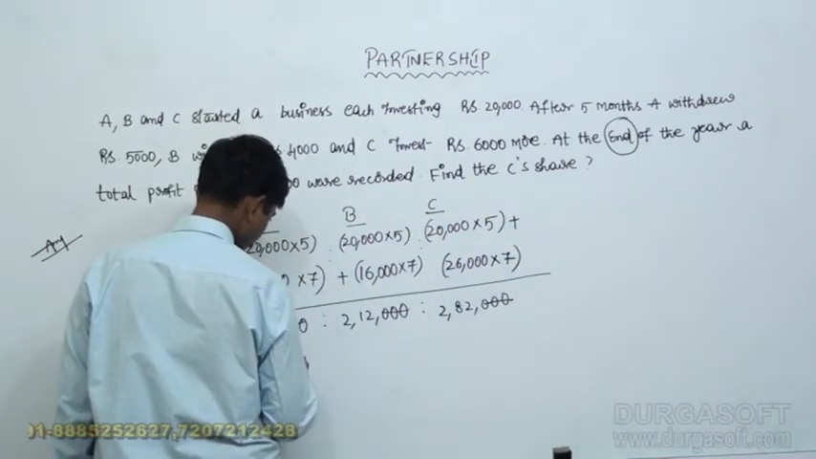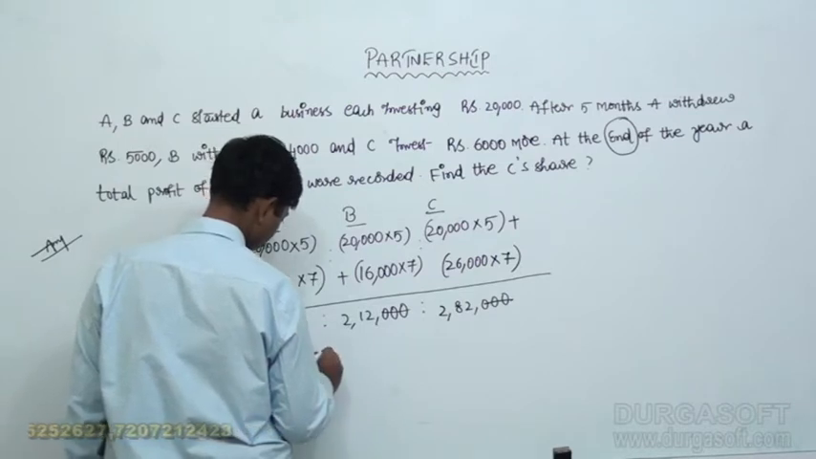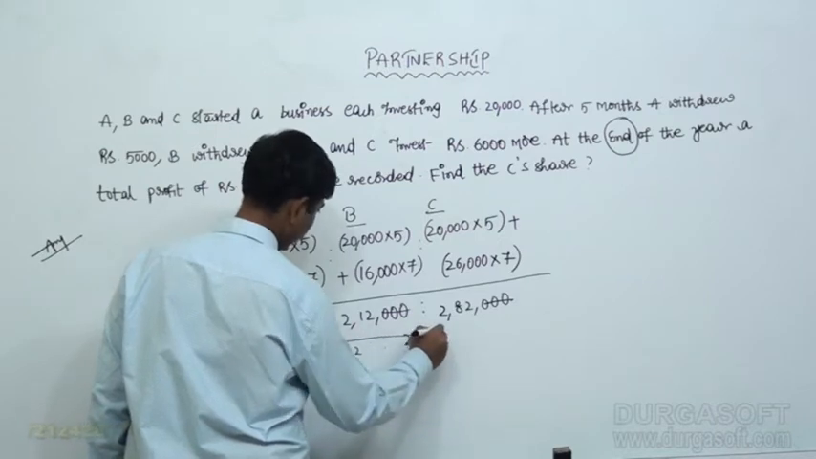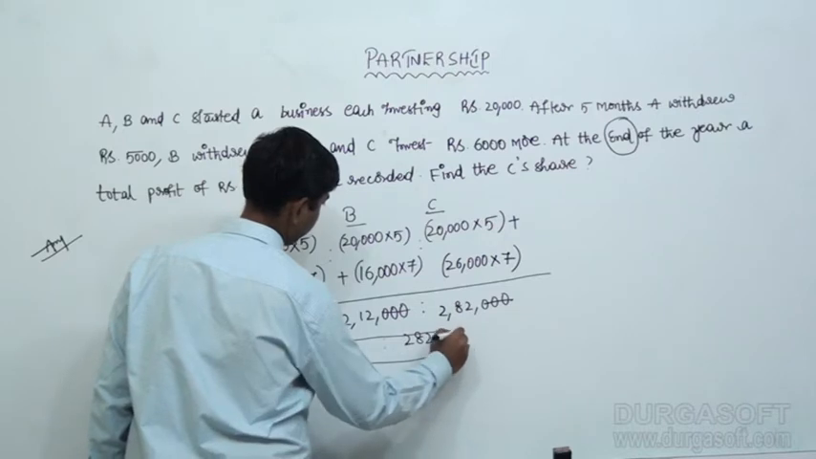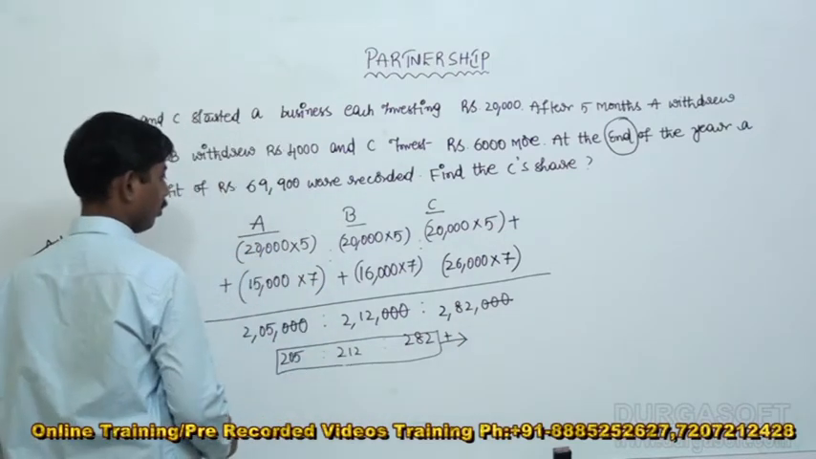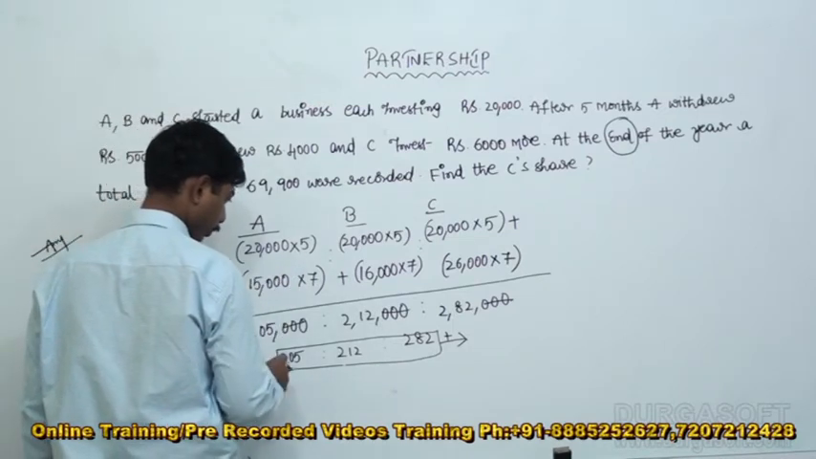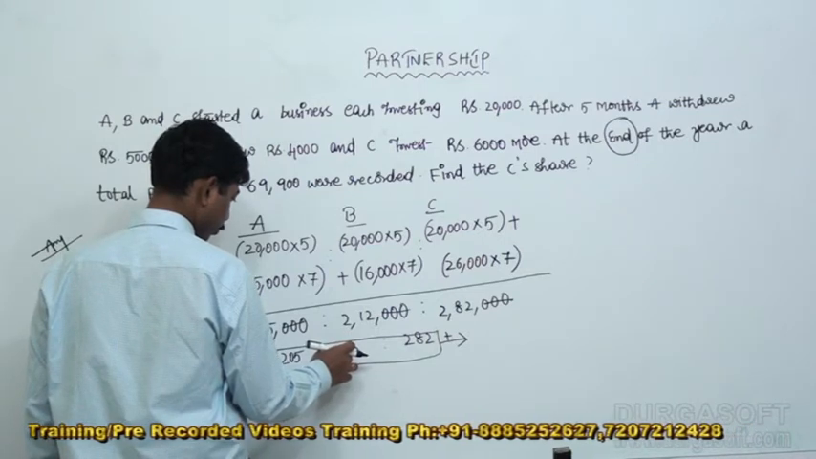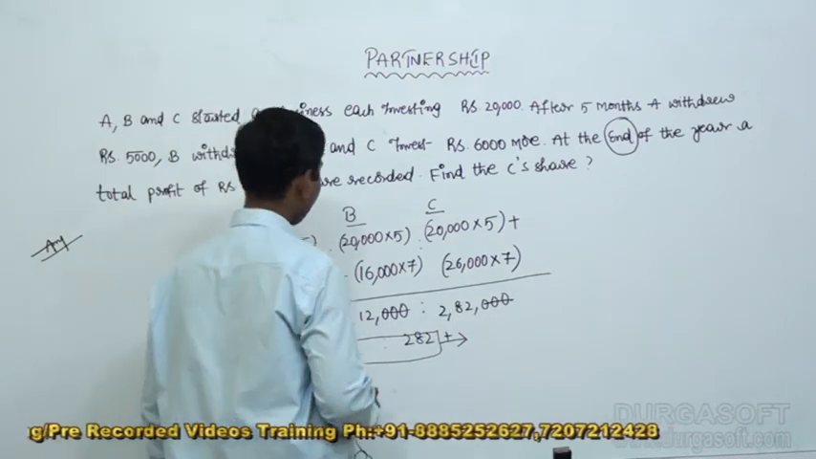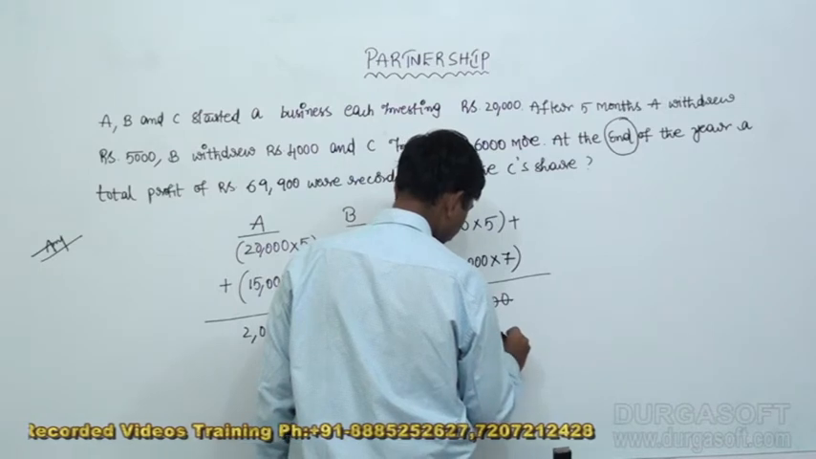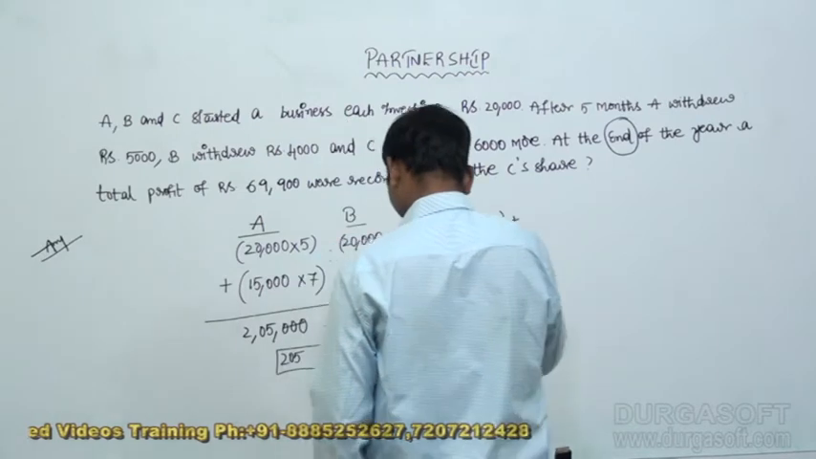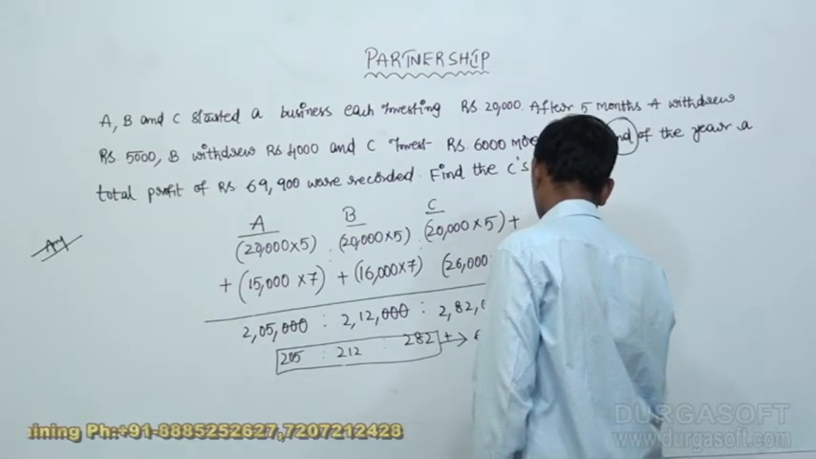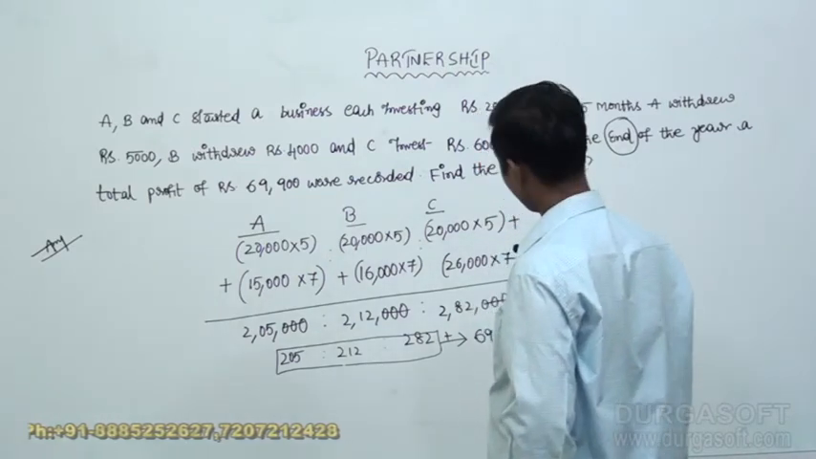205. 680 plus 10, 699. Very good. 699 parts equals to how much, my dear guys, here? 699 parts equals to 69,900.